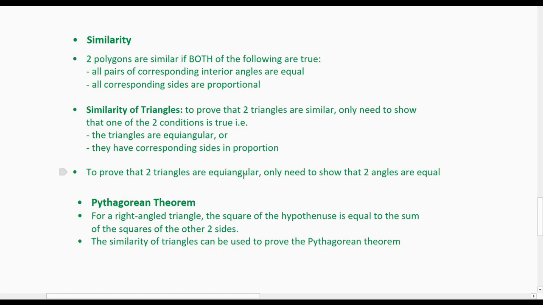And then an extra point related to showing that a triangle is equiangular is we can prove this by just showing that two of the angles are equal.